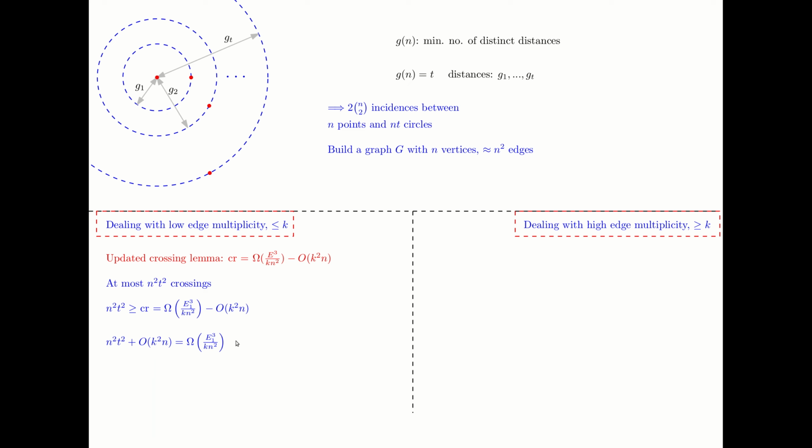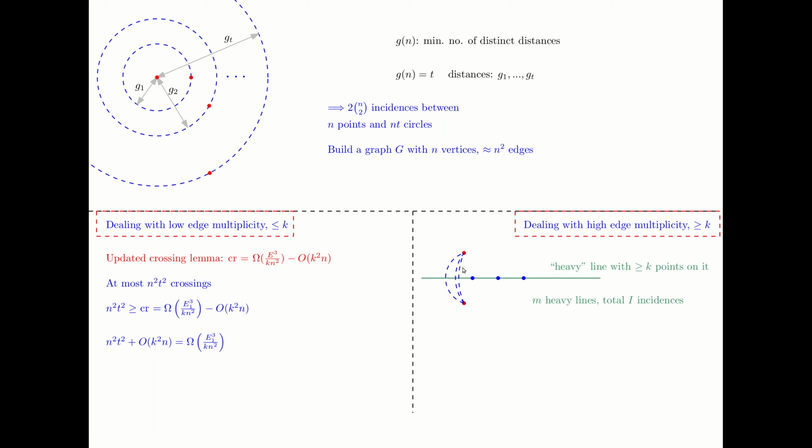Let's leave this bound as it is for now, and let's consider the edges with high multiplicity. Consider 2 vertices with k edges between them, for example with 3 edges in this picture. Each edge is defined by a circle centered at some point, and it is obvious that the center of such a circle must be on a line that is perpendicular to the line segment that connects the 2 points, or the 2 vertices.